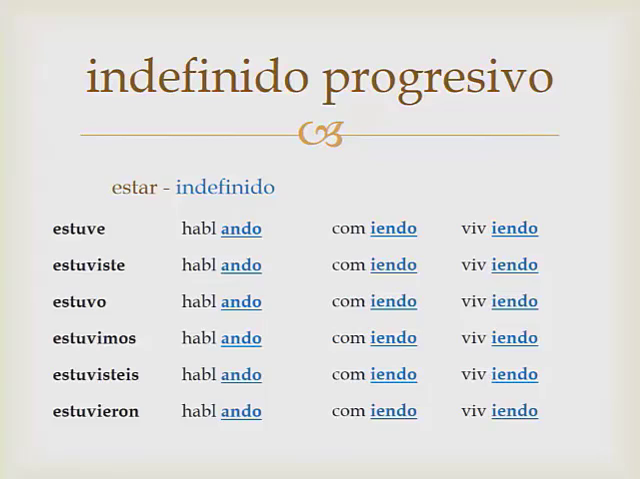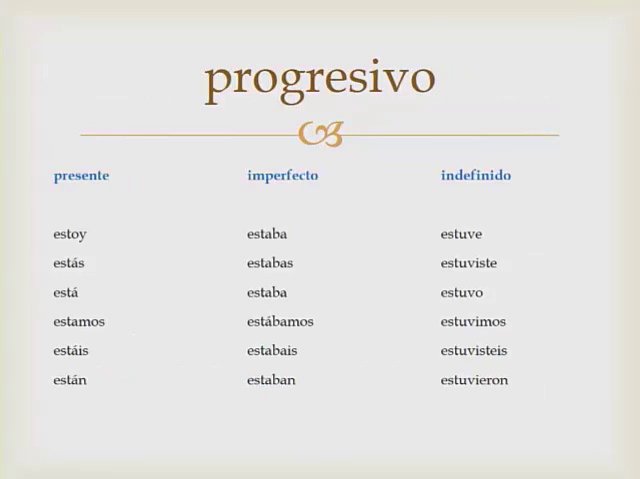I was during a specific period of time. I was doing my homework while I talked on the phone. I was doing my homework, that would be the indefinite progressive, while I spoke on the phone. That's the specific period of time. Estuve haciendo mi tarea. So we had the present, the imperfect, and the indefinite progressives. And the present is going to be estar in the present. The imperfect is the estar in the imperfect. The indefinite is estar in the indefinite.